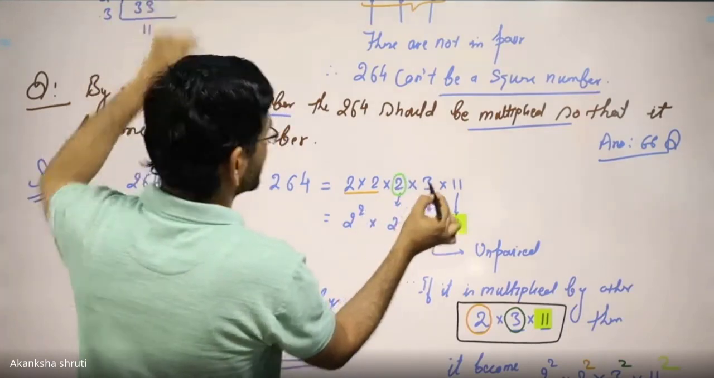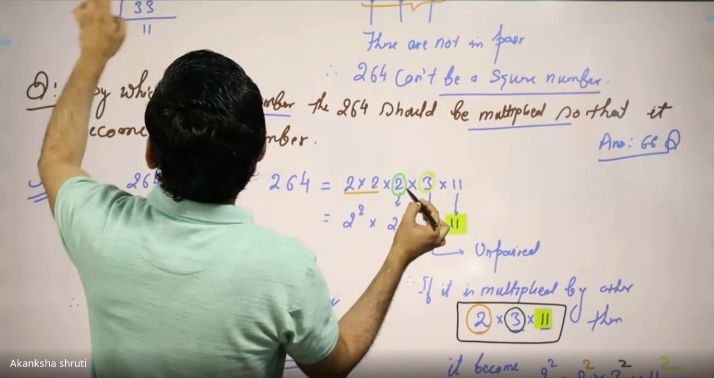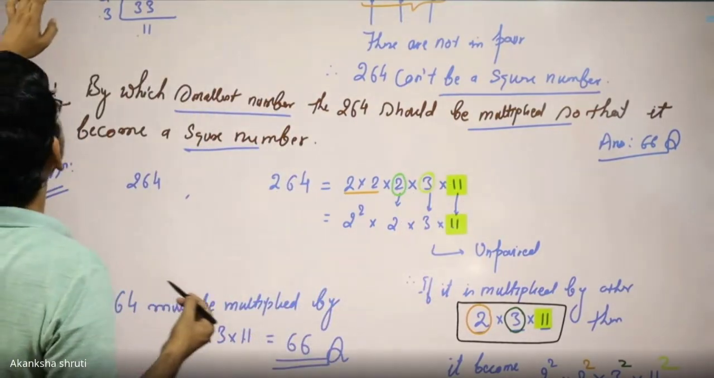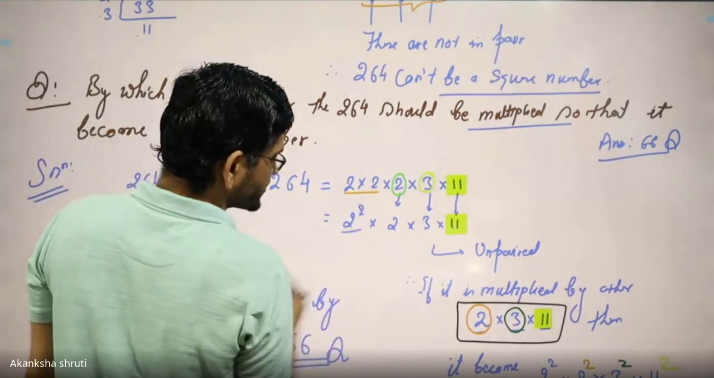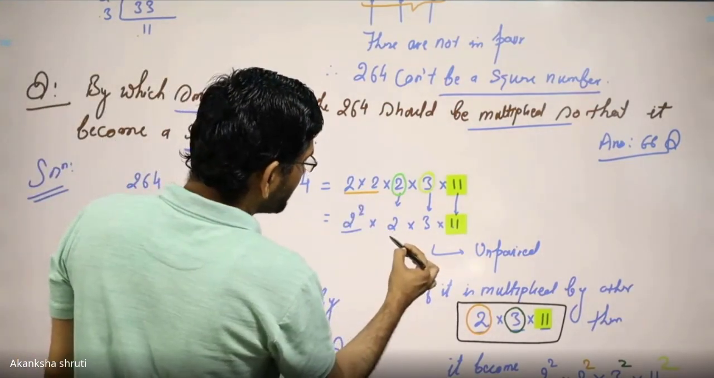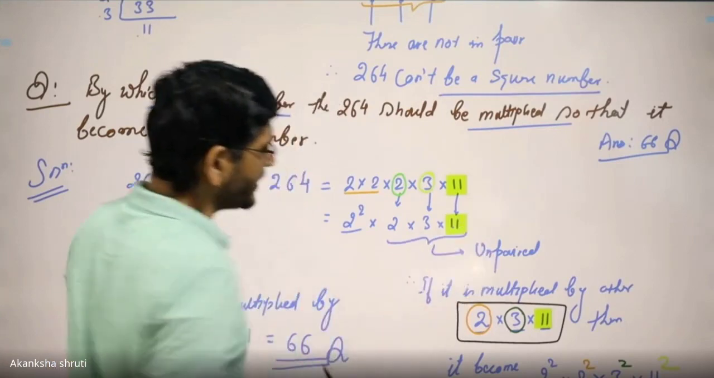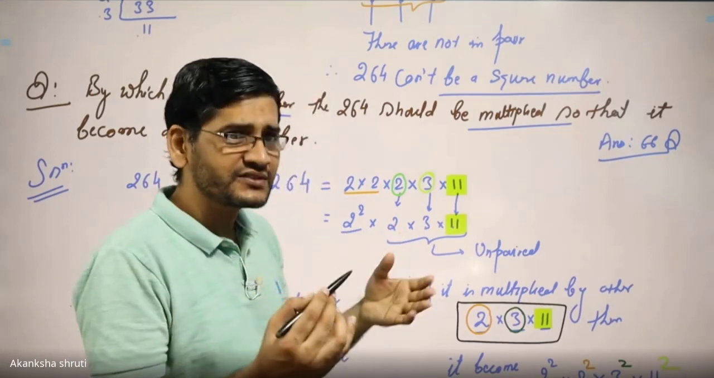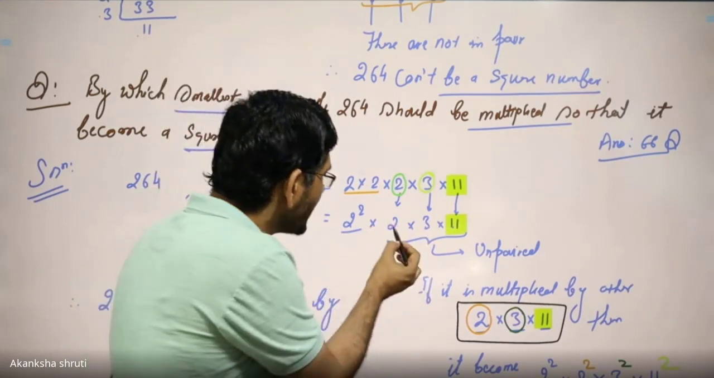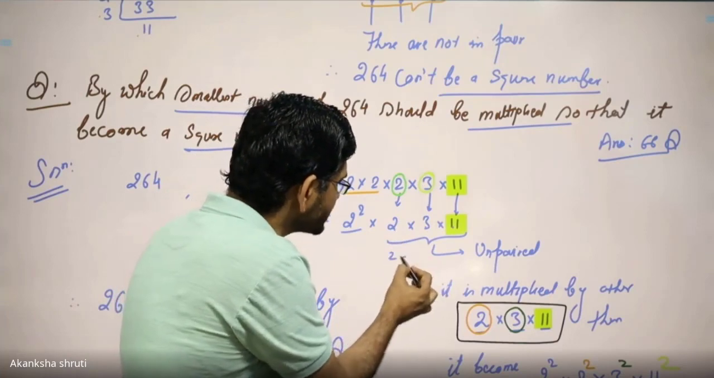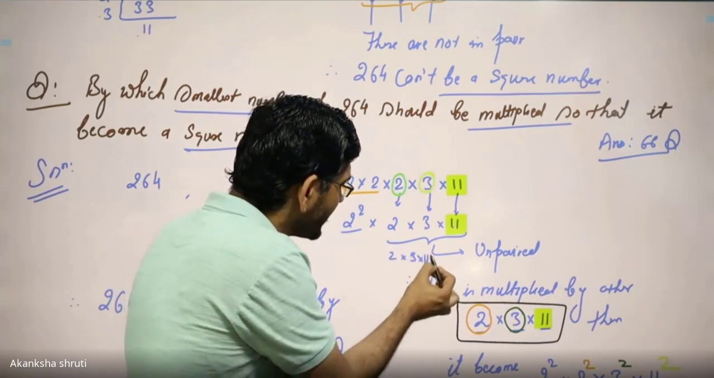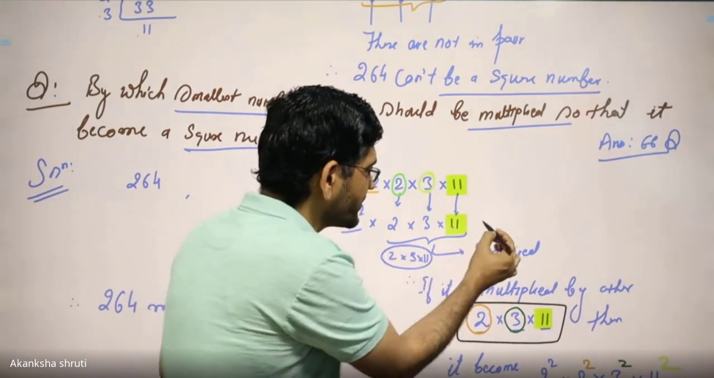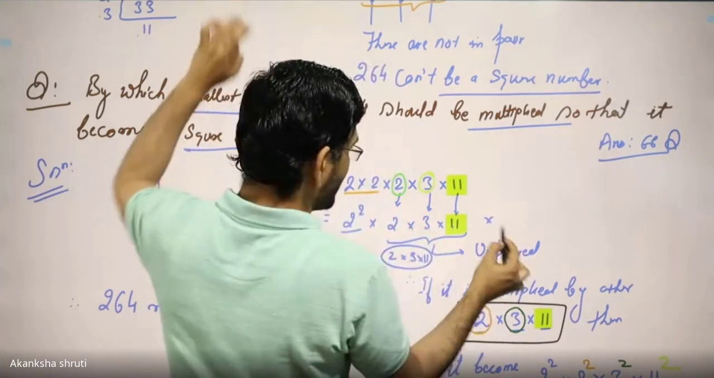Again, this 3 remains unpaired, and this 11 remains unpaired. Means what? We can write only this 2 as a square, but these are unpaired numbers. Students, for making this a square, we need to multiply it by another 2, another 3, another 11. If this 2 into 3 into 11 is also present here, it means that we are going to put it from our pocket.